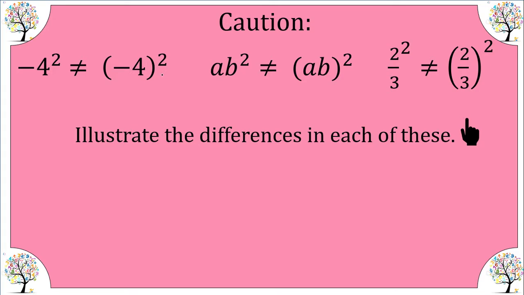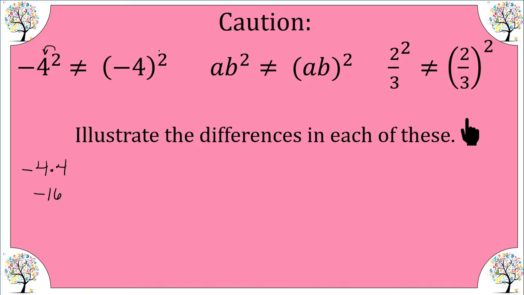So let's write out what this really represents. When we look at the exponent 2, it is only attached to the 4 and not the negative. So when we expand it, we have negative 4 times 4. The negative is not part of the base. This is like an understood negative 1 out here. So we have 4 times 4, which is 16, times the negative. So we have negative 16.